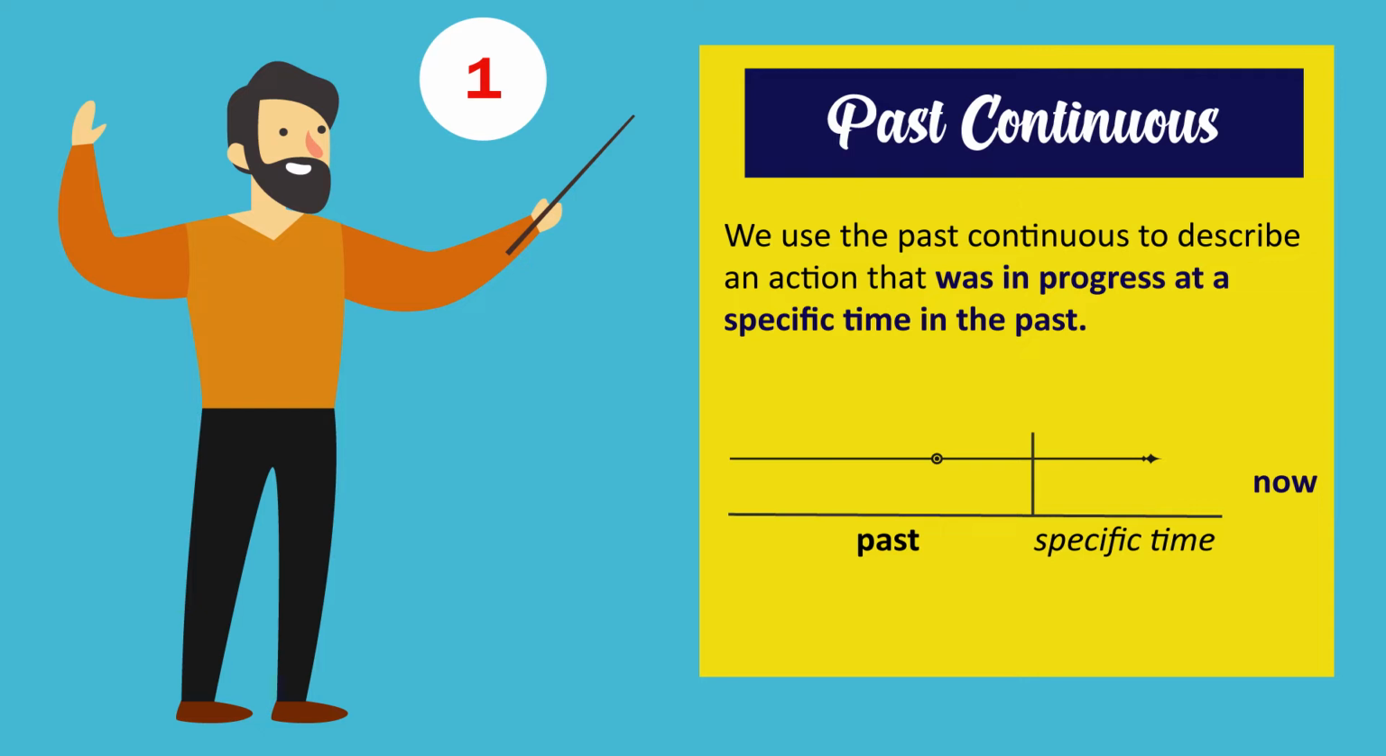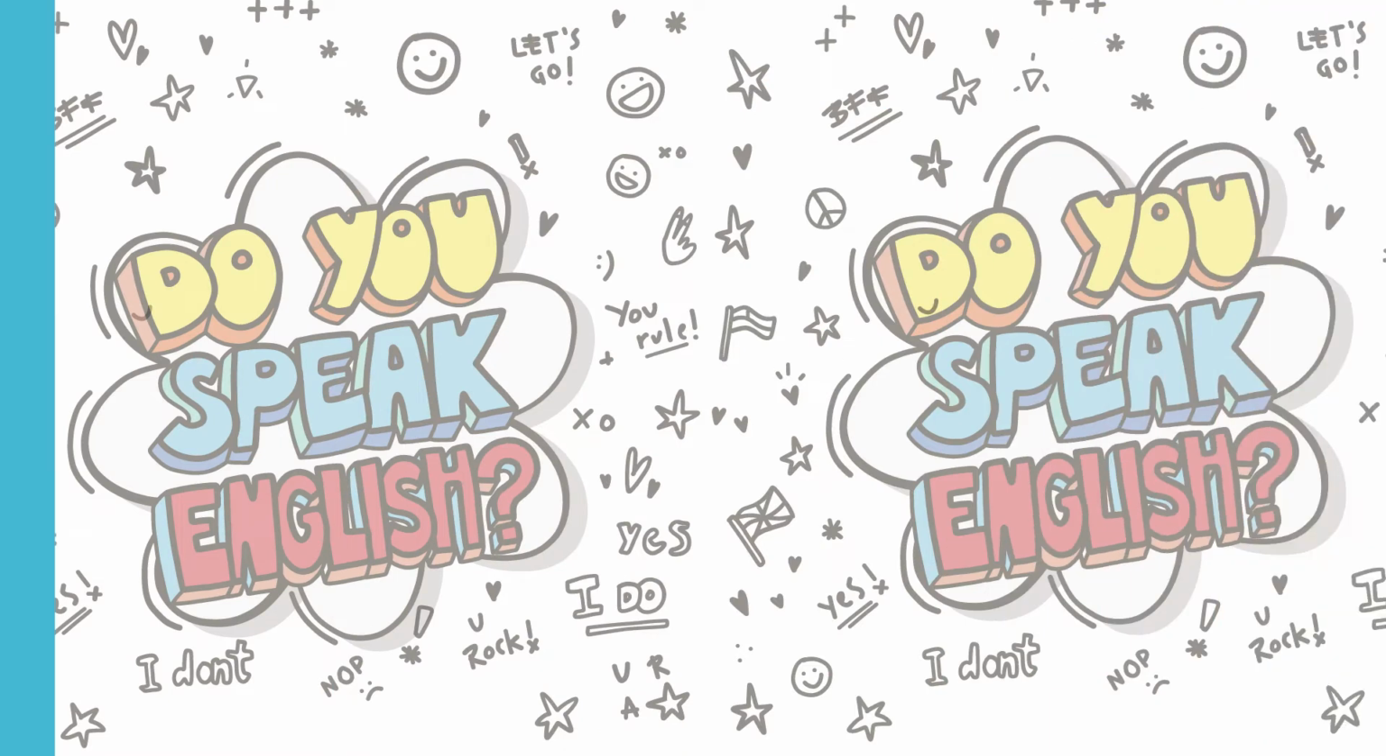Let's remember, the past continuous tense is used to describe actions that began in the past and often continue for a short period of time after the action started, as we can see here in the example. So this tense describes actions or events that happened at a specific time in the past. So we have to keep in mind this definition.